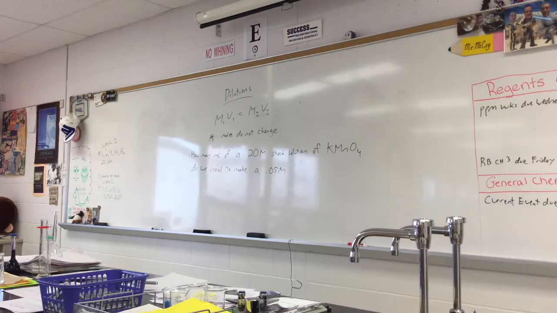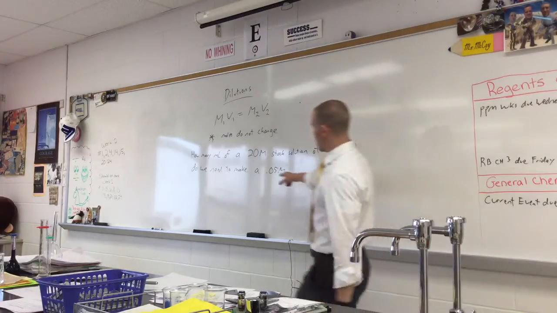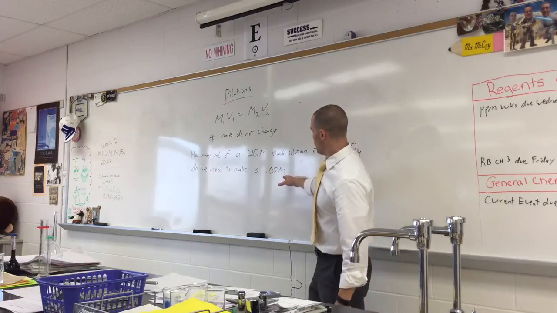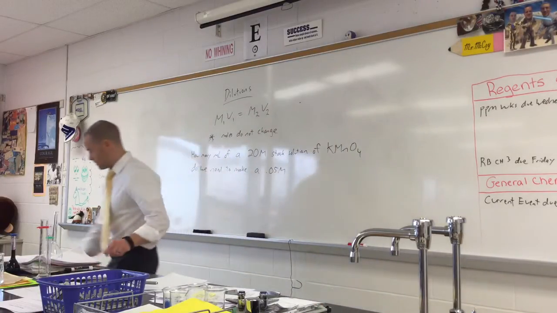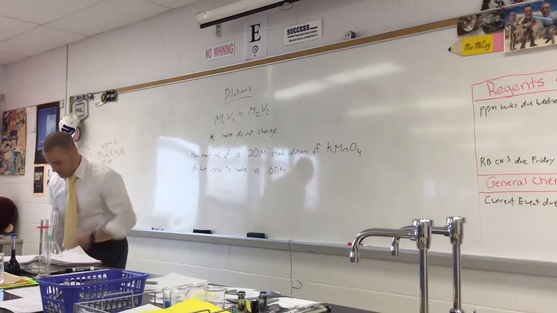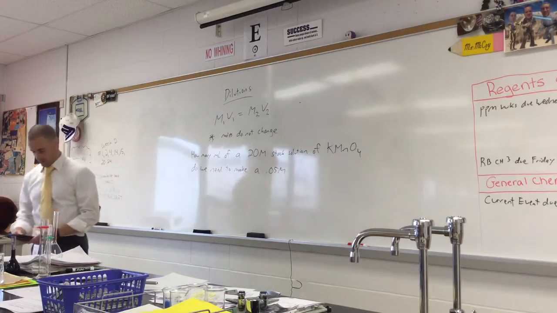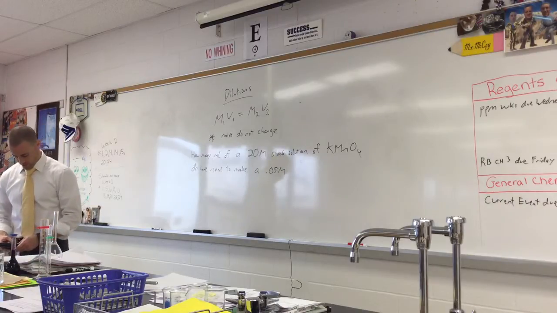All right. So we have a 20 molar stock solution of KMnO4. We want to make a 0.05 molar. So that's a humongous drop, right? So you know what? I'm going to be smart about this. Give me 1 second. I make these questions up as I go. If this number doesn't make sense, that's going to irritate me. So just give me 1 second.